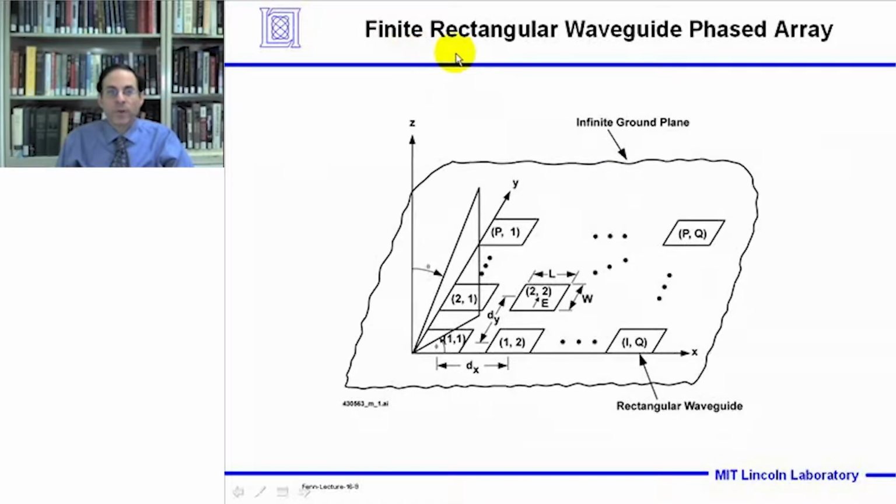This slide shows a finite rectangular waveguide phased array. Here we have an infinite ground plane, and then there are rectangular apertures which are formed by having a rectangular waveguide penetrate through the infinite ground plane. In this lecture, the array elements have spacing dx and dy in a rectangular grid. We'll be analyzing rectangular waveguides with a linearly polarized E field as shown here, and the elements have a length L and a width W.